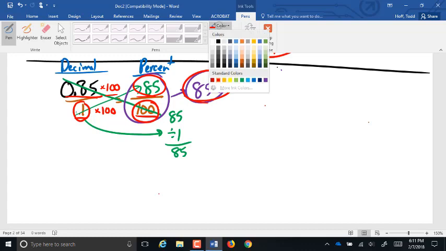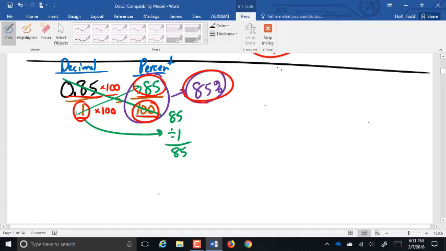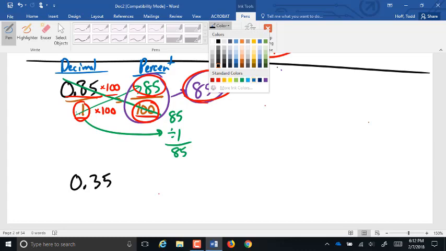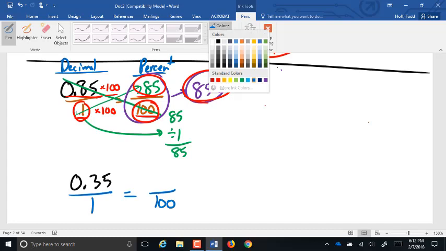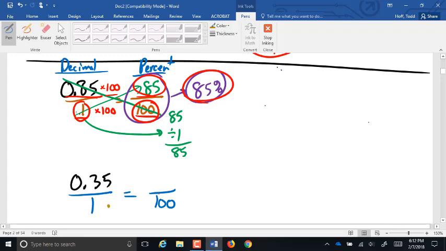Oh, here, let me show you what I was doing there. Let's just do like 0.35, right? I'm going to do this a slightly different way. Then we'll build up to what I did up here. So that really means out of 1. A percent is always out of 100. To convert that fraction, we just have to multiply both the numerator and denominator. What do I multiply 1 by to turn it into 100? 100. So I'm going to multiply the top by 100 as well. 0.35 times 100 is 35.